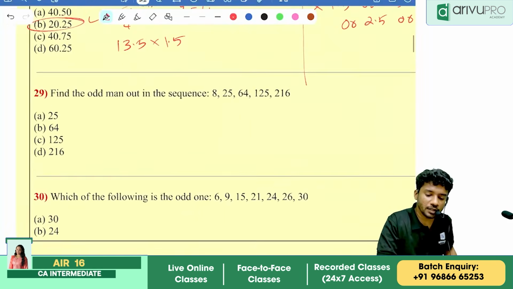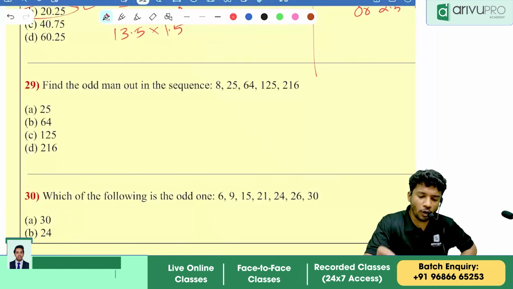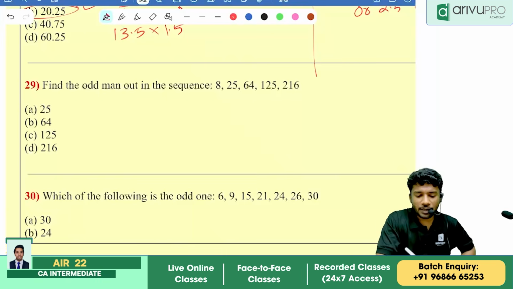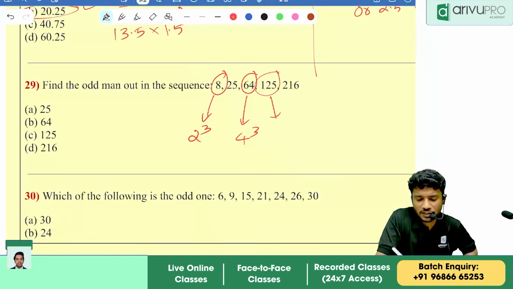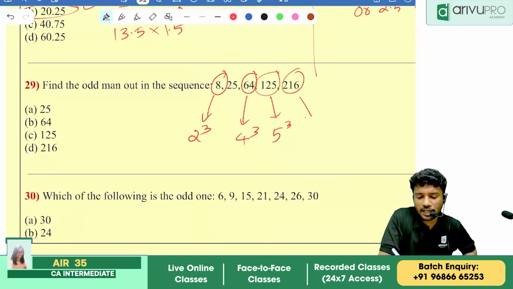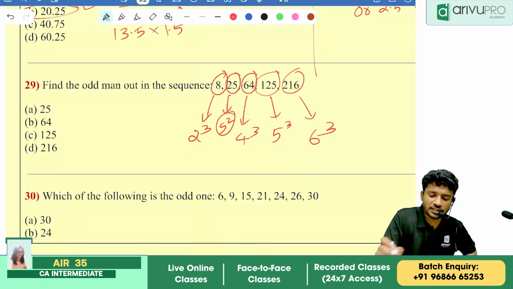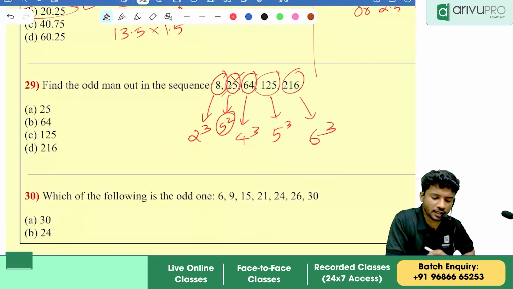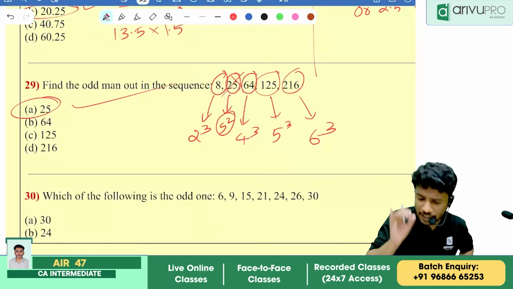Next one, people. Find the odd man out of this. Who is the odd man out? People, 8 is what? 2 cube. 64 is what? 4 cube. 125 is what? 5 cube. 216 is 6 cube. Then what is this 25? 5 square. Everything is in cube, so why should it be there? The odd man is 25 from the given series.